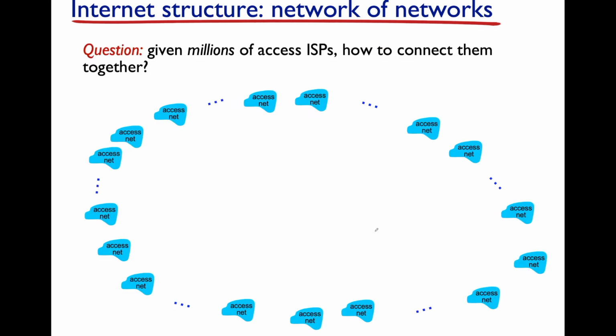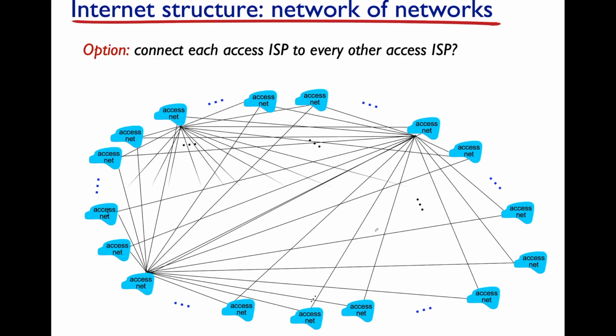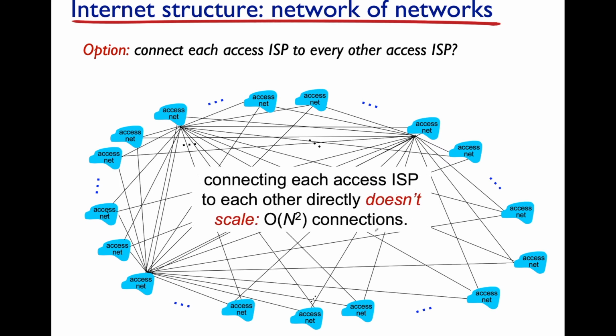So the book takes a stepwise approach, and let's assume you have millions of access ISPs to which the end systems, home networks, wireless networks, and enterprise networks are connected. How would you connect together these access networks? The naive approach, you'd imagine, is to connect each one to one another.